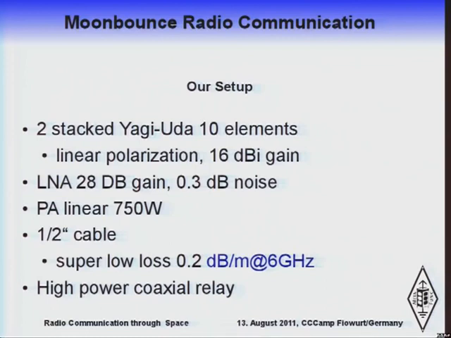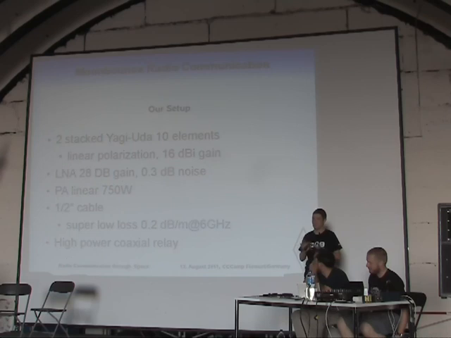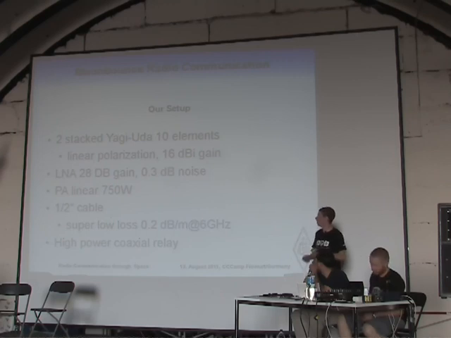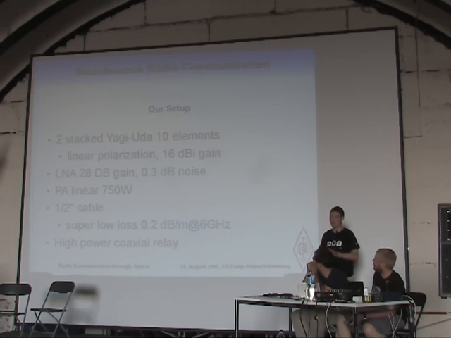So about our setup, we are using 2 stacked Yagi antennas with 10 elements. They are about 6 meters long each. And we are using linear polarization, and they have got together 16 dBi gain, so it's 16 dB over a perfect isotropic radiator.